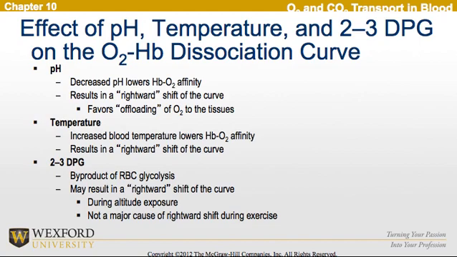If we look at temperature, we see that increased blood temperature lowers the hemoglobin-oxygen affinity, and this as well leads to a rightward shift of the curve. Finally, looking at 2,3 DPG, we see that this is the byproduct of red blood cell glycolysis. It may result in a rightward shift of the curve as well. We see this during altitude exposure, but it is not a major cause of the rightward shift during exercise.